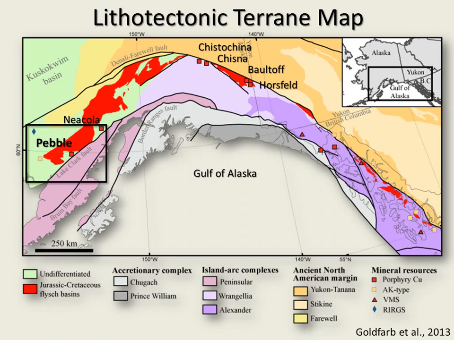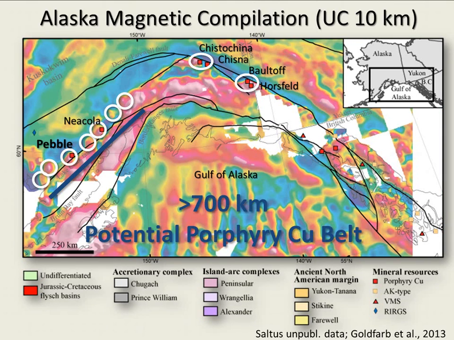So returning to our lithotectonic terrain map of southern Alaska, we have these island arc complexes that accreted to the continental margin on the landward side of these foreland basins shown in red. These host the Middle Cretaceous porphyry systems. And we use high-resolution data to show that the granitoids related to the Pebble deposit produce significant bumps.